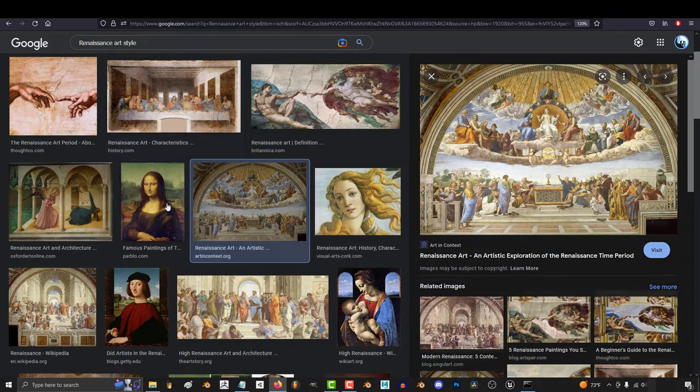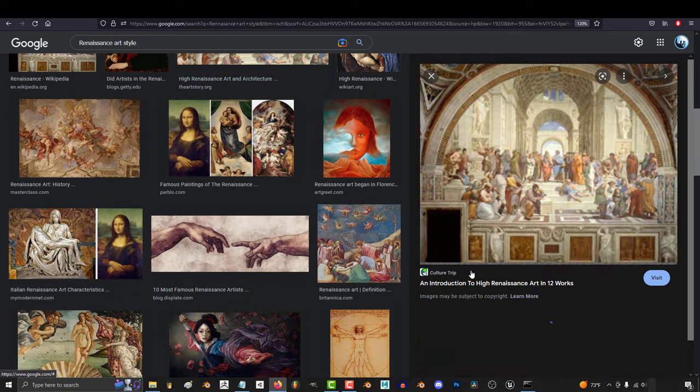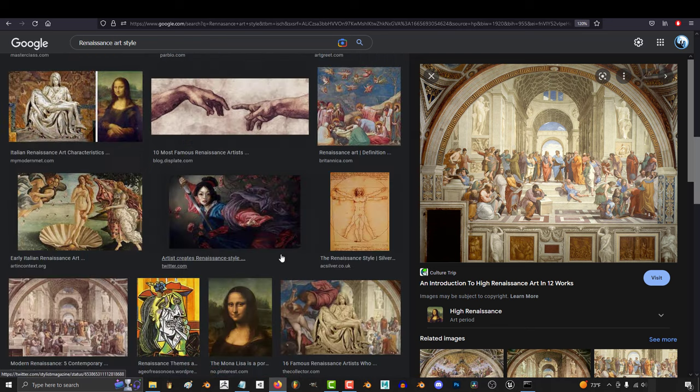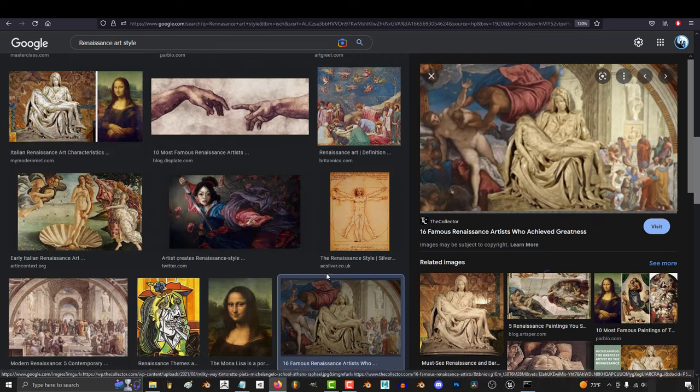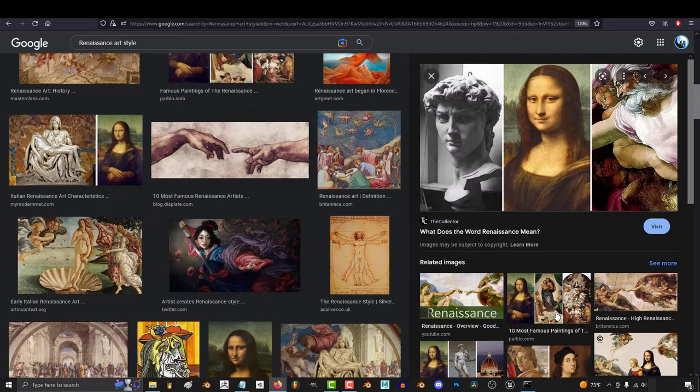Renaissance was the distinct style of Italy in the 1400s. This included the works from all the classics that you would expect, like Michelangelo, Da Vinci, Botticelli, Titian, and Raphael. This era took a lot of inspiration from the incredible Greek and Roman art that came before it.